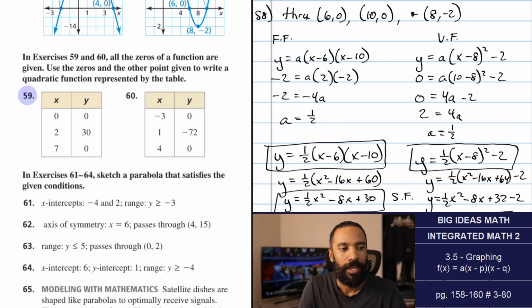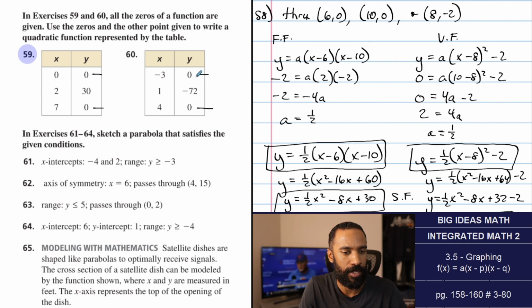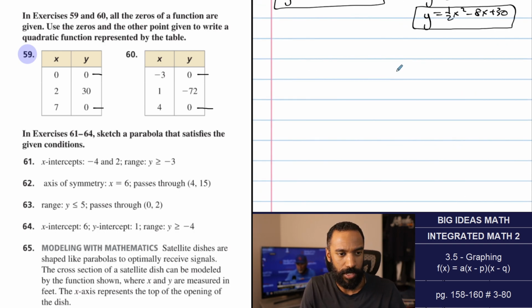Why not? 59 and 60, all the zeros of the function are given. That's true. They gave you both the zeros here of a quadratic. There's one, there's one. And here, there's one, there's one. When y is 0, those are them. Use the zeros in the other point given to write a quadratic function represented by the table. These problems are no different. They're just giving you representations in different ways on these.